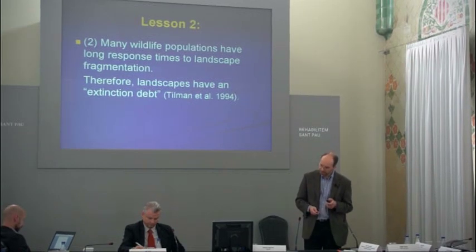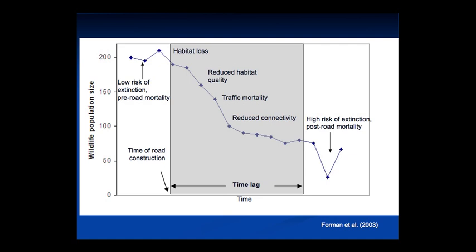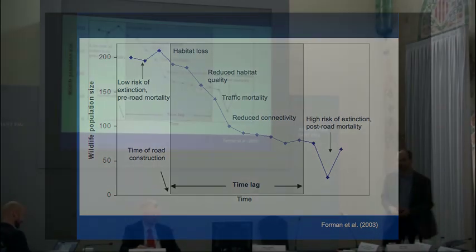So here are a few examples. When you build the new roads here, the wildlife populations will be affected by all these processes we've talked about, and it will take quite a long time, several generations usually, until it will reach its new equilibrium where either extinction risk is higher or maybe it will even go down to zero. So this is from Richard Forman's book about road ecology.